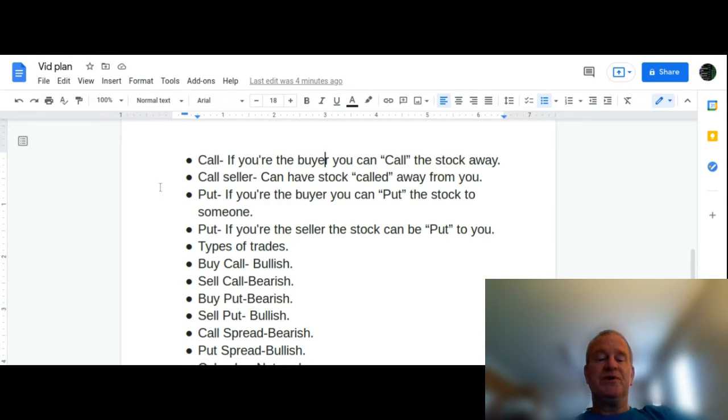Puts. If you're the buyer of the put, you can put the stock to somebody. Using the same example, you buy a $50 put when the stock is at $51 or $52 because you think it's going down. If the stock goes down to 45, you can put it to somebody at $50 a share. If you're the seller of the put, the stock can be put to you.